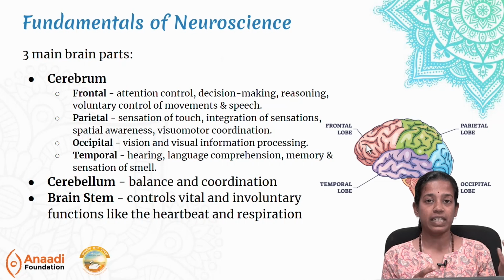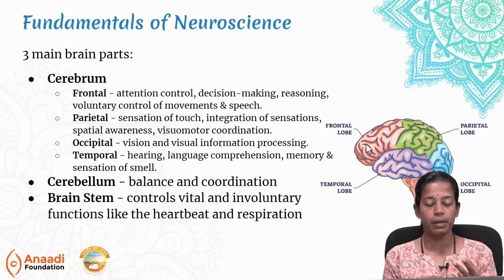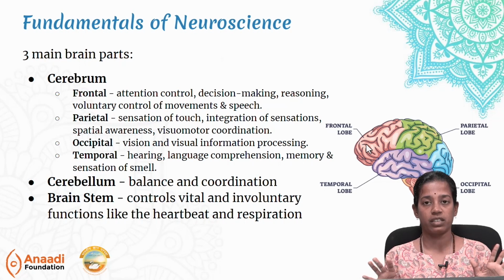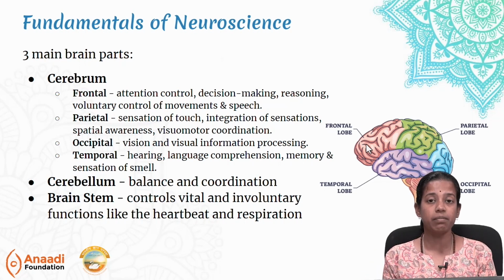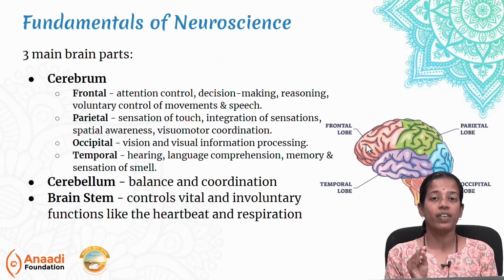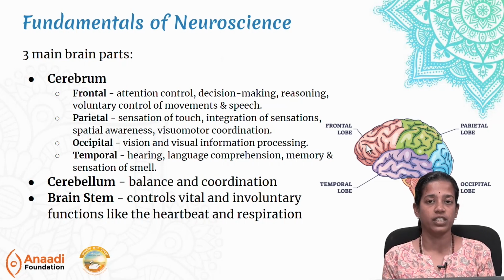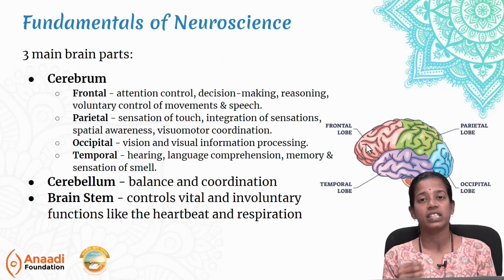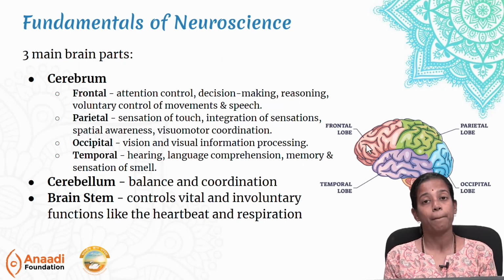Next comes the cerebellum, the second main part. The whole body's balance and coordination is taken care of by the cerebellum. The brainstem also controls a few coordinations, but it is with respect to the vital and involuntary functions such as that of the heartbeat and respiration. All of this is being controlled by the brainstem.